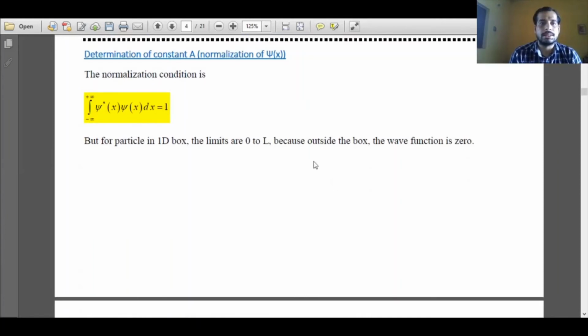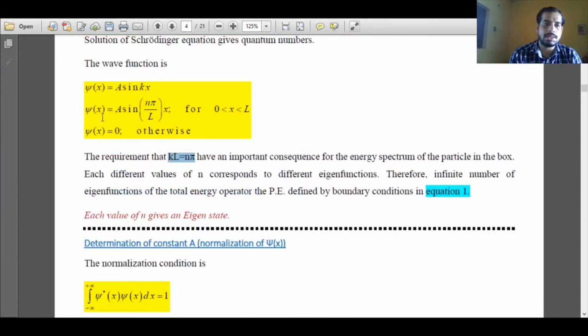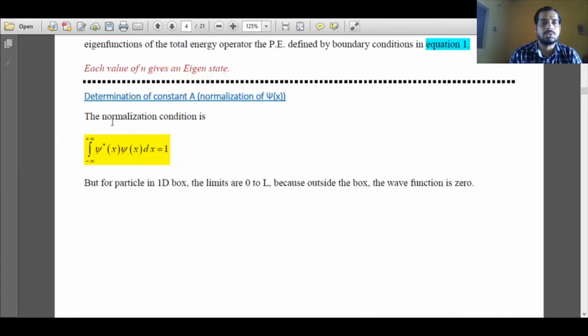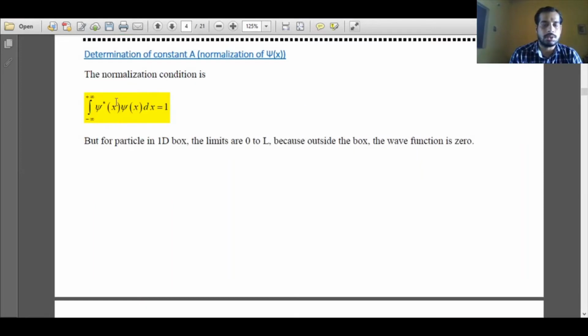Now we'll discuss the wave function. The wave function of the particle in region 2 is given as A sin(nπx/L). We will determine this A value. A is a constant, called the normalization constant. To determine the normalization constant, we have to apply the normalization condition.